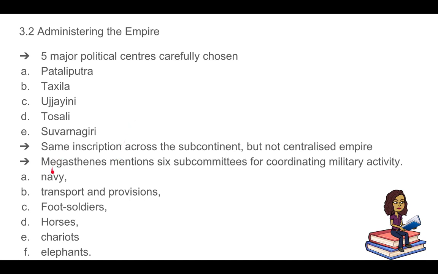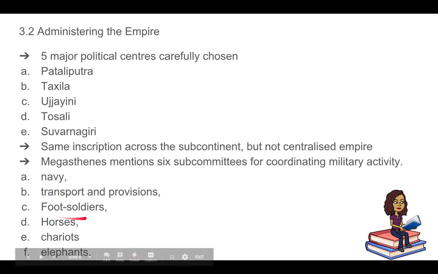Now, Megasthenes' Indica mentions, among a lot of other things, six subcommittees for coordinating just military activities. So there was one committee organizing the navy, another to organize transport and provisions. This was, of course, a very varied committee because it had to look at different means of transportation to be provided, how to procure food, servants and craftsmen and all to fulfill the requirements of a large moving army.